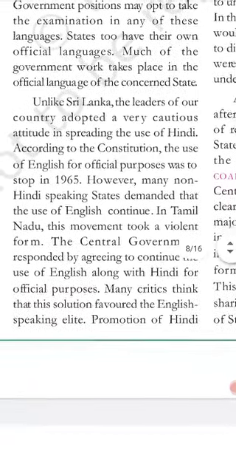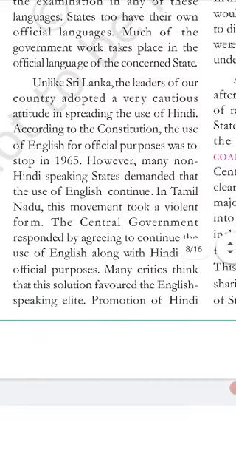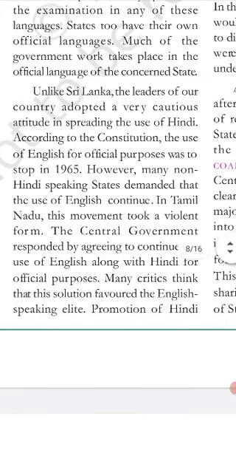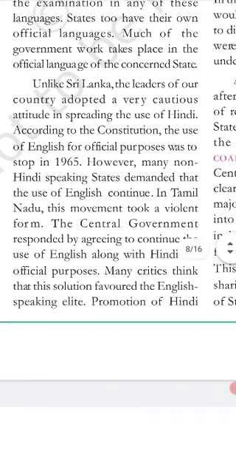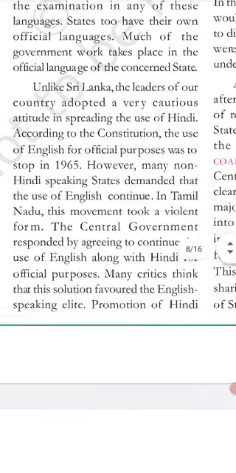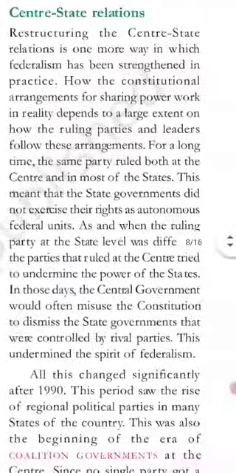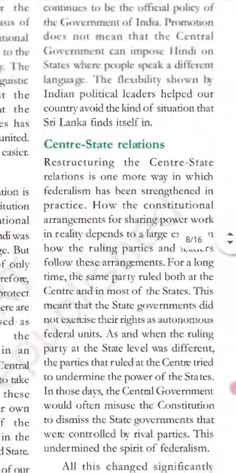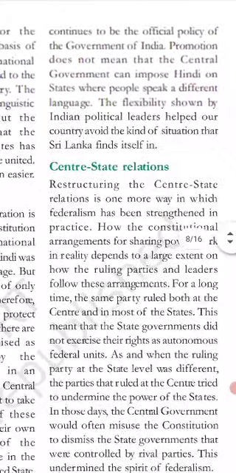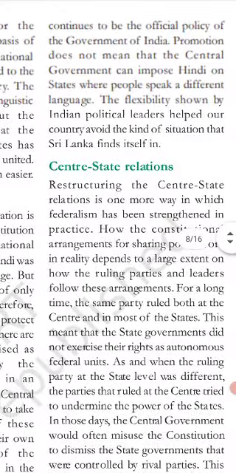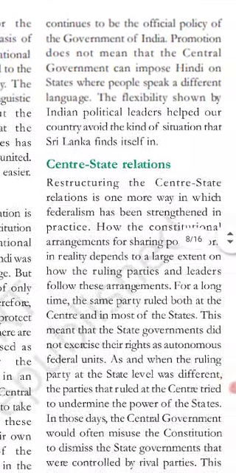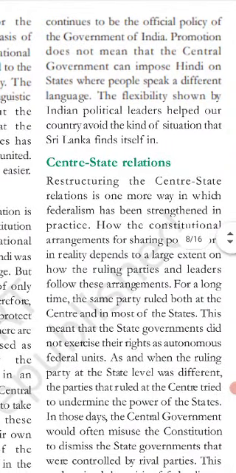For example, in Tamil Nadu, this movement took a violent form. As a result, the central government responded by agreeing to continue the use of English along with Hindi for official purposes. Many critics think that this solution favored the English speaking elites, but promotion of Hindi was also made to continue to be the official policy of the government of India. Promotion does not mean that the central government can impose Hindi on states where people speak a different language.